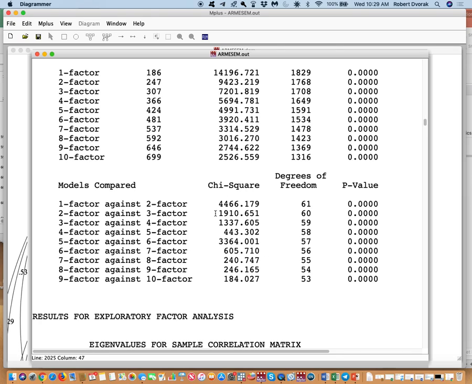We see a drop of chi-square by 4,000 by adding a second factor. A drop by almost 2,000 adding a third factor. A drop of 1,300 adding a fourth factor. A drop of 443 adding a fifth factor. That's not great. A drop of 3,300 adding a sixth factor. And then a drop of only 600 adding a seventh factor. And then they really drop off after that.